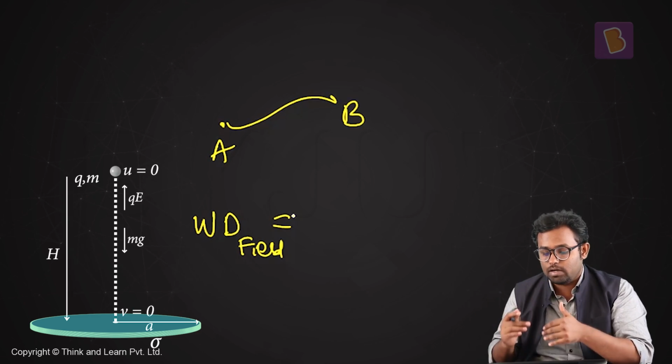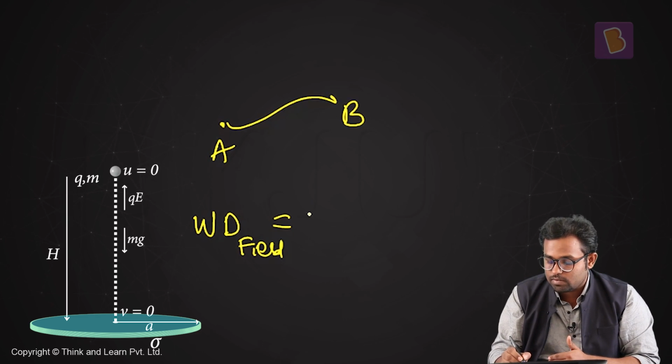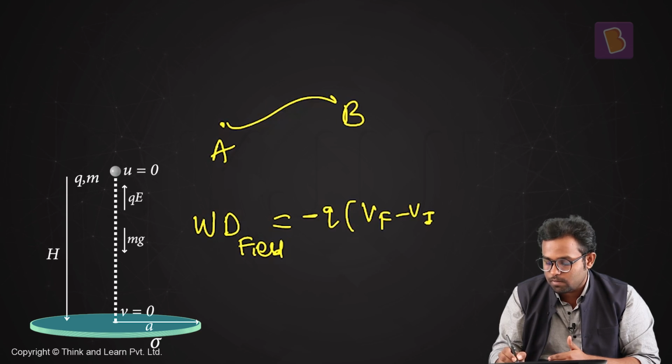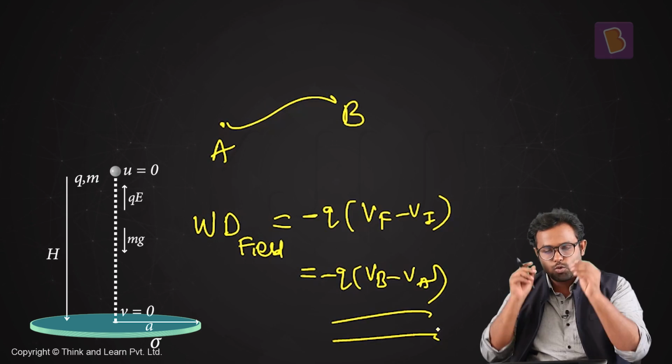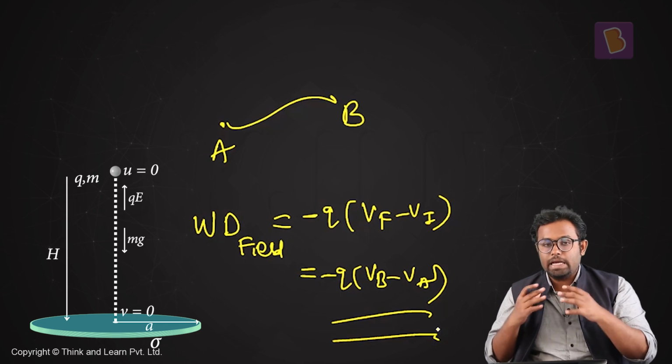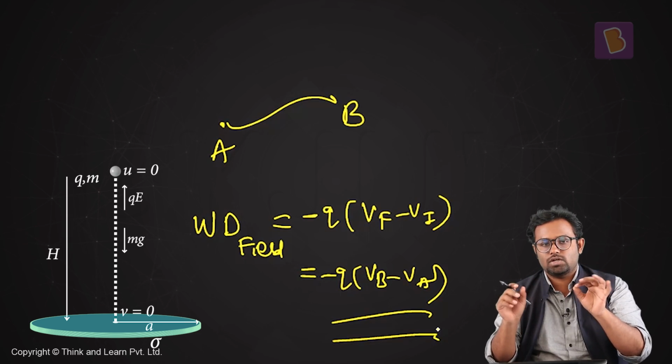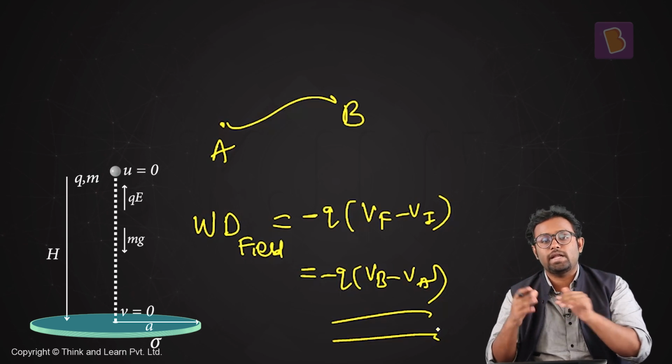It can also be by the field. So because of the field, the work done is minus Q times V final minus V initial. So in this case, it will be minus Q times VB minus VA. Okay, a quick mnemonic. By the agent, it is Q times of V final minus V initial. This is the way I remember it. Because of the field, it will be negative of that.